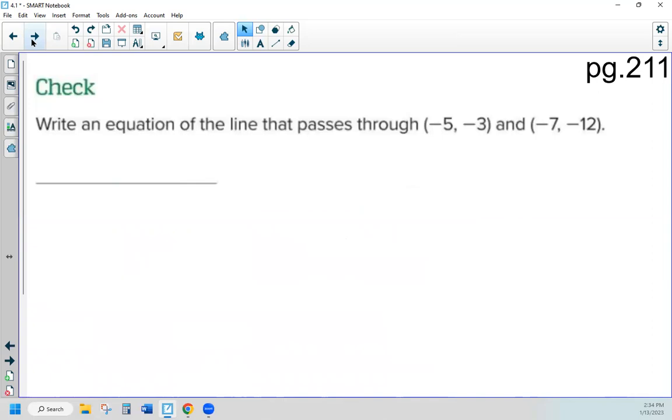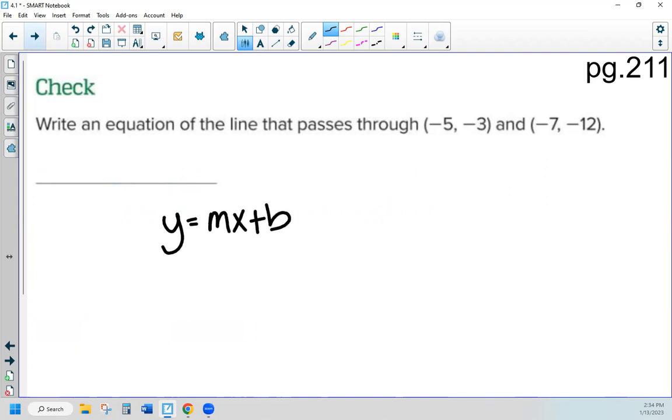All right, let's go ahead and do a little check problem. Pause it right now. Try it on your own. Let's do it. All right, here we go. We want to find the equation of a line that goes through these 2 points. Okay, so the first thing that we want to do is name these points. We want to name them x1, y1, and x2, y2.